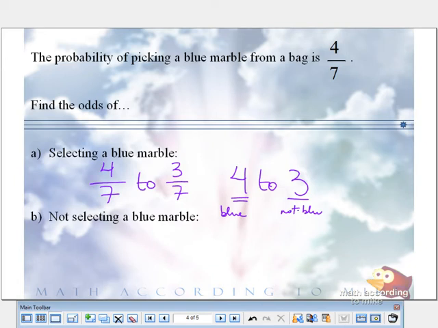You have to be careful: does it agree with the lettering, the wording? Since it's the probability of picking blue, and part A is we want to pick blue, then yes, the numerator would come first. But in B, it says not picking blue. Well, if the odds for picking blue are 4/3, then the odds against picking blue are 3/4. So just be careful with reading it.